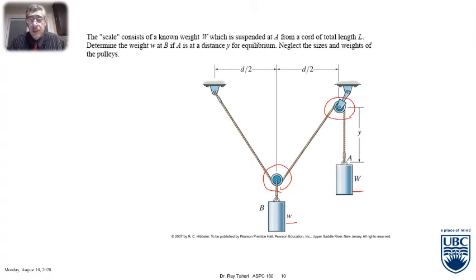And the question is saying that the size of the pulleys is negligible, and the weight of them is also negligible. So we know the weight of capital W. We want to determine the weight of the small w.